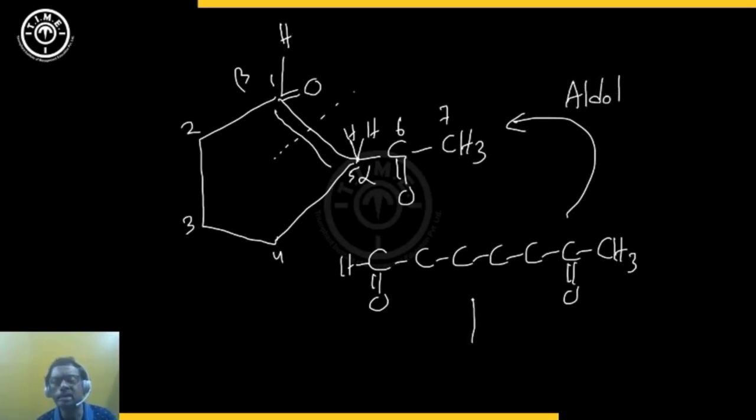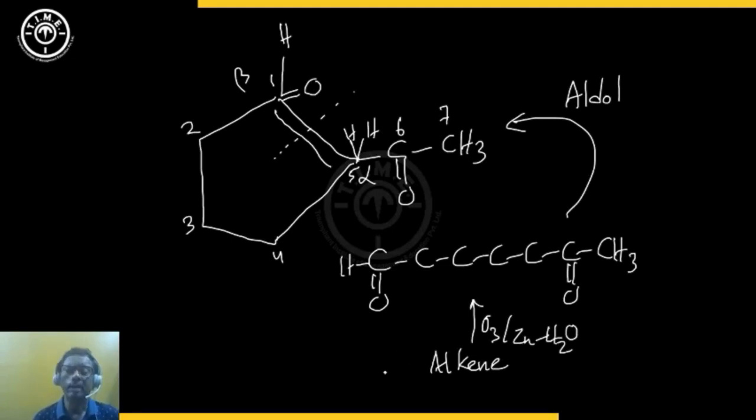What will form this? The alkene upon ozonolysis, O3 with a Zn water combination. That should give us this. In ozonolysis, whatever carbonyl carbon you get, those carbonyl carbons you need to join with the double bond. That's it. So if this is carbon 1, this is 2, 3, 4, 5, 6, and then 7, right? So we make a 6-membered ring first.